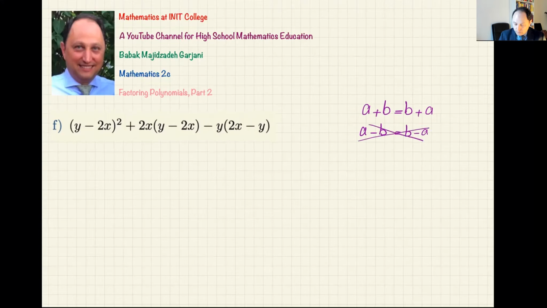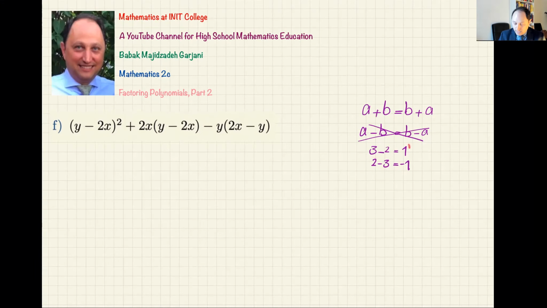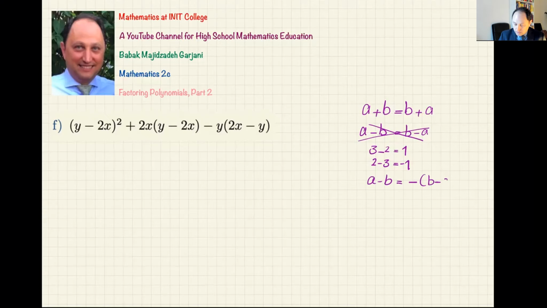For example, if you have 3 minus 2, the answer is 1. But if you have 2 minus 3, the answer is minus 1. So they are not equal. But there is a connection between these two. You see the answers are opposite to each other. So a minus b is minus (b minus a). This is something I want you to remember.